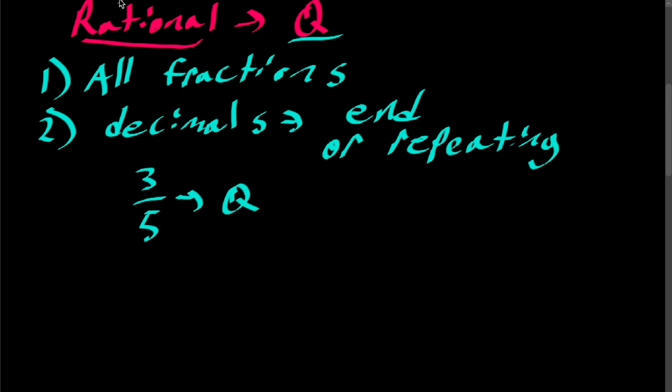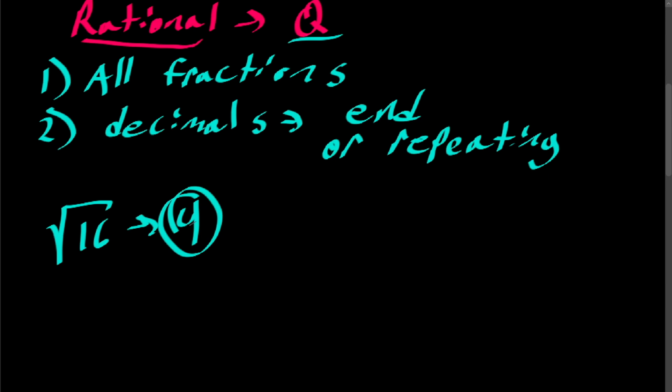Also, any square root that you can take is automatically rational. If I do the square root of 16, that's actually 4. So 4 is the number I want to look at. Technically, any whole number is rational, because I could write this as 4 over 1. So automatically, that's rational. So rational is a little bit easier, I think.